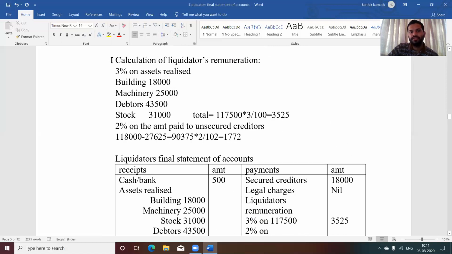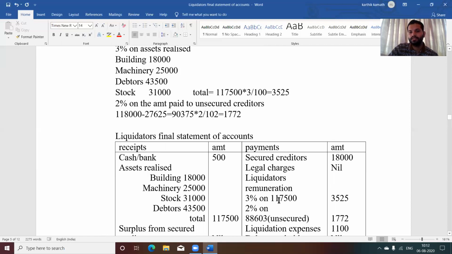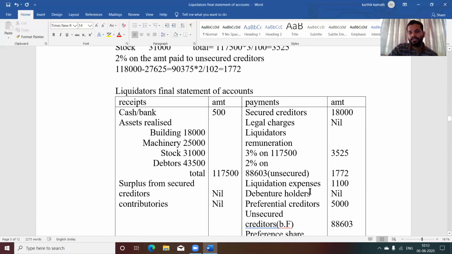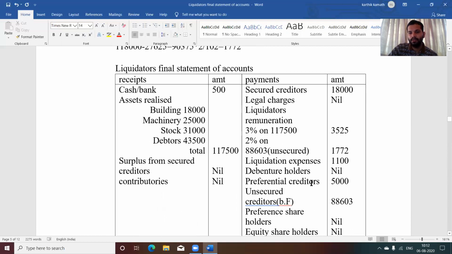So calculation of liquidator's remuneration, 3% on the assets realized. So building, machinery, debtors and stock, except cash, you have to take the amount. So 1,17,500 into 3%, 3,525. So on assets realized, 3,525 will be the answer. And 2% on the unsecured creditor, that we'll see later. Liquidation expenses directly given 1,100, debenture holder nil.